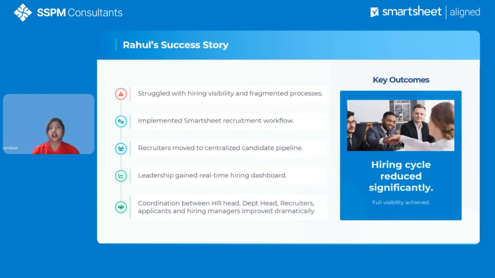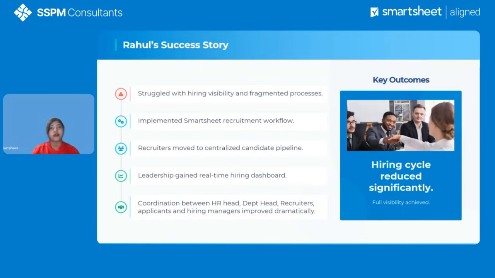First up, we have faster hiring decisions. Earlier, decisions were delayed because approvals and feedbacks were scattered. Now, approvals are automated. Feedback is captured in one place, and status updates are real time. Rahul no longer waits days for updates. He can move forward with decisions much faster and with clarity.